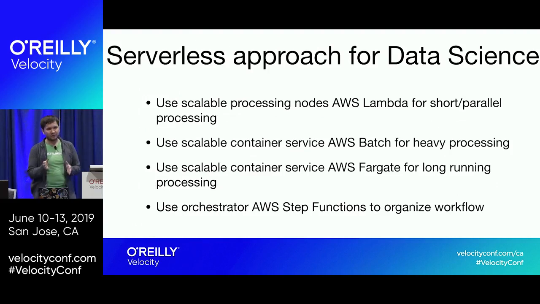So now that I've concluded describing serverless infrastructure, let's describe what the serverless approach for data science actually is. Basically, we're using AWS Lambda for simple, short processes which we want to run in parallel. We're using AWS Batch for heavy processing which usually requires GPU. And we use AWS Fargate for long-running processing on CPUs. And we use Step Functions to organize the whole workflow.